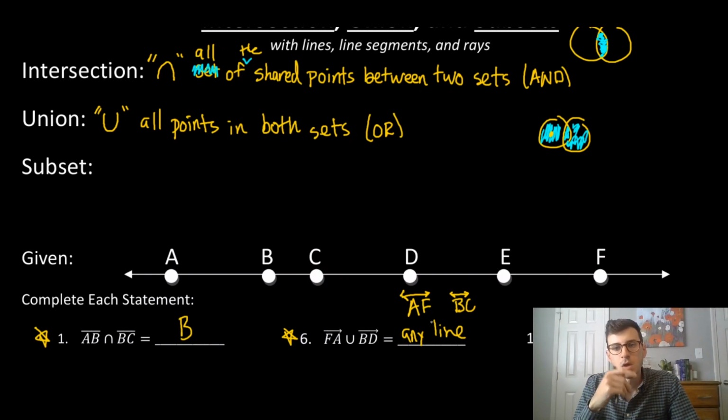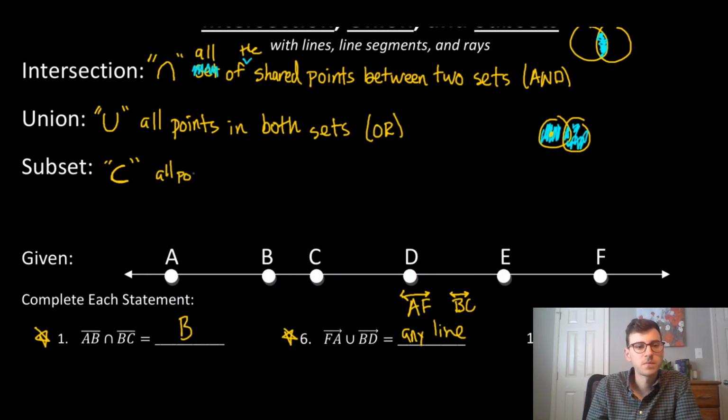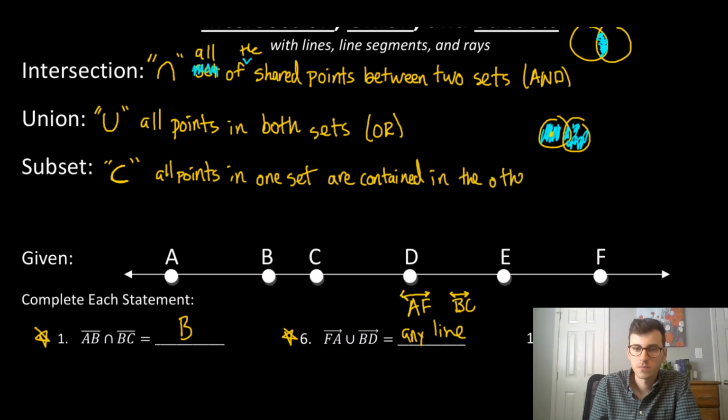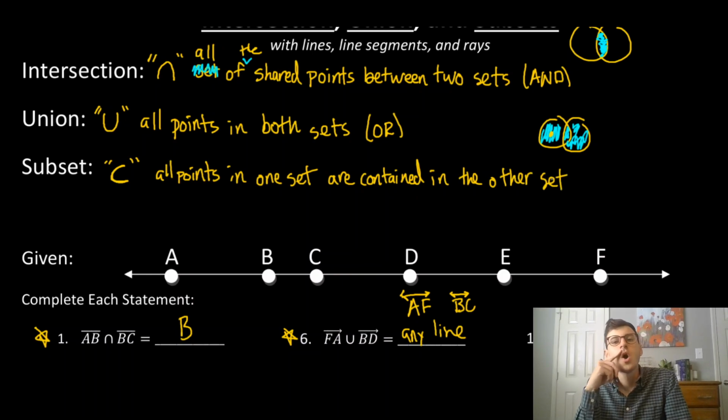Okay, let's look at subsets. So a subset, it's kind of this sideways looking U, almost a C. A subset is when all points in one set are contained in the other set. When all points in one set are contained in the other set.